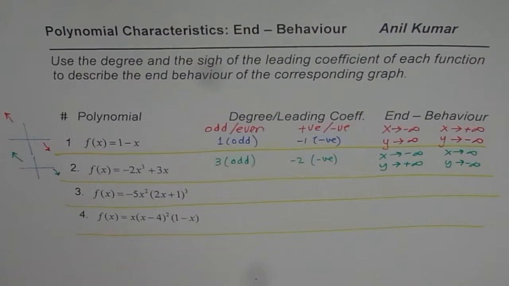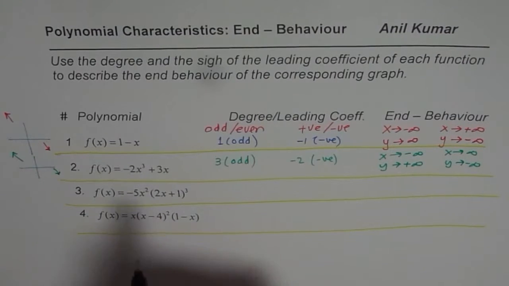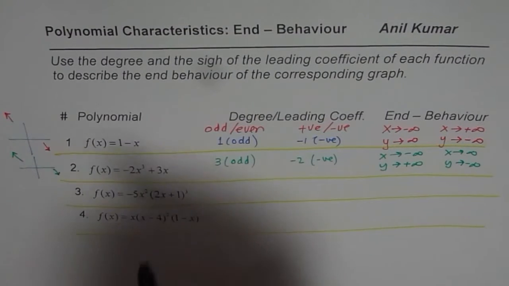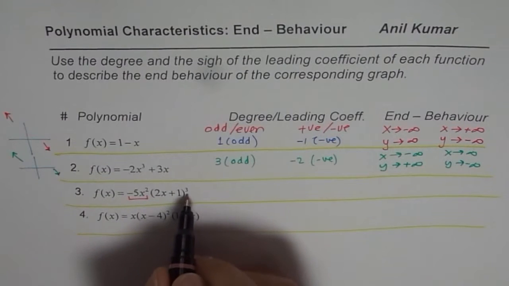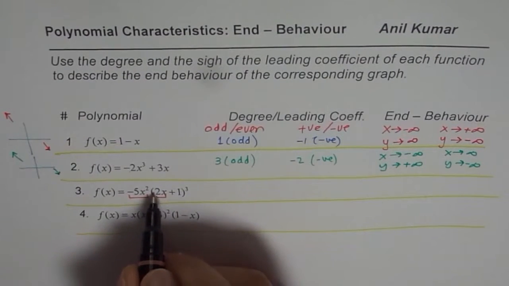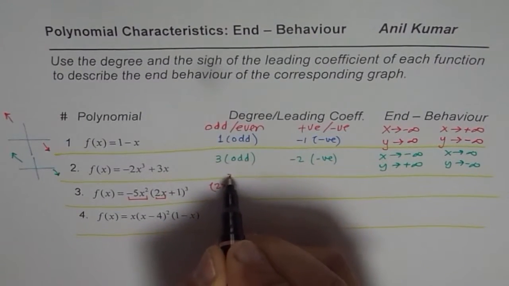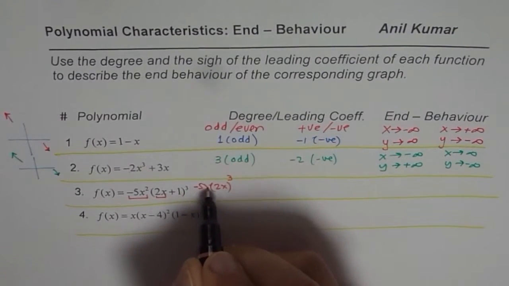Now we have 2 more to go, and these ones are kind of different. Different in the sense that this time we have factors. So here, what are the leading coefficients and what are the degrees? Well, you will get leading coefficient when you multiply the two terms. So when you multiply and expand, well, cubic function, you expect this to be (2x) whole cube, right? So you'll get a factor which is (2x) whole cube, correct? And here we have another factor which is minus 5x squared.